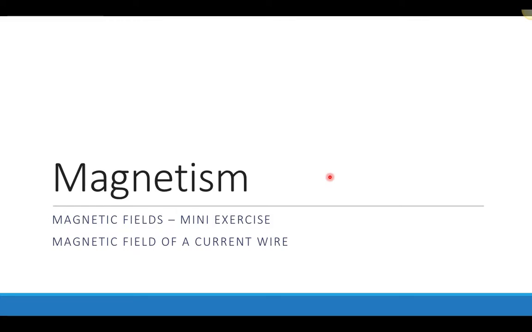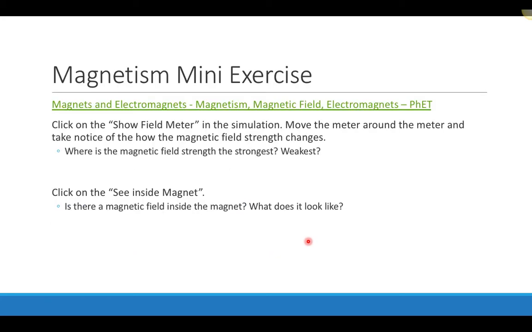In this presentation, we're going to explore magnetism a little further, and we're going to look at the magnetic field due to a bar magnet. We're going to look at how the strength changes. We're also going to look at the fact that a current-carrying wire can produce its own magnetic field. So we're going to look at the PhET simulation, that is magnetism, magnetic field, and electromagnets.